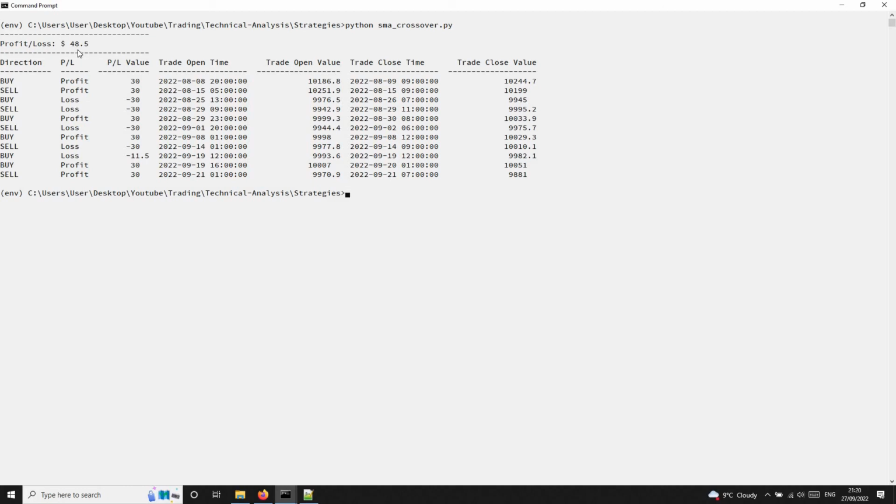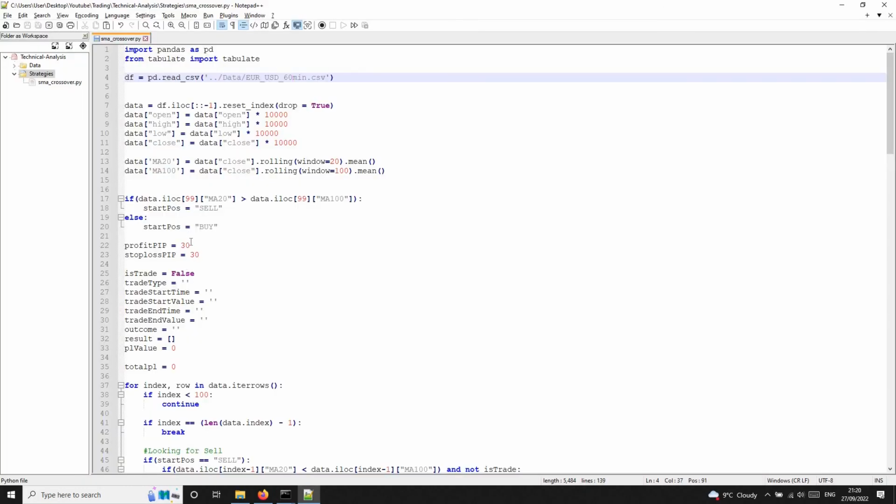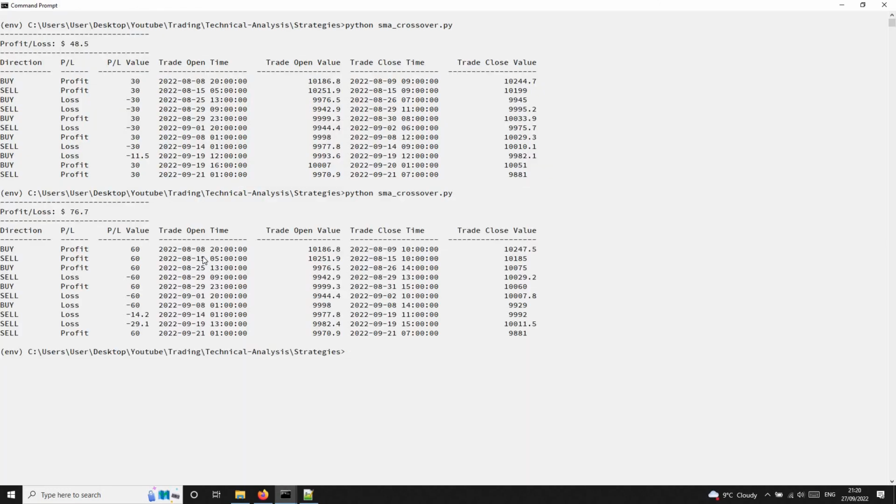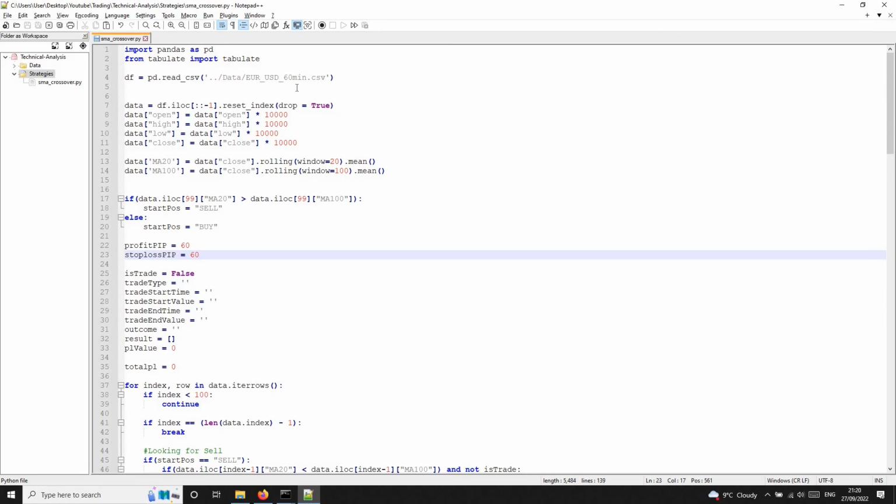This one gives us 48 profit as well. Let me see if on our window I change my profit and loss to 60 pips. Okay, so let's see. Oh, we are still in profit. $76, we are in profit. That's good. Now let's try USDJPY.